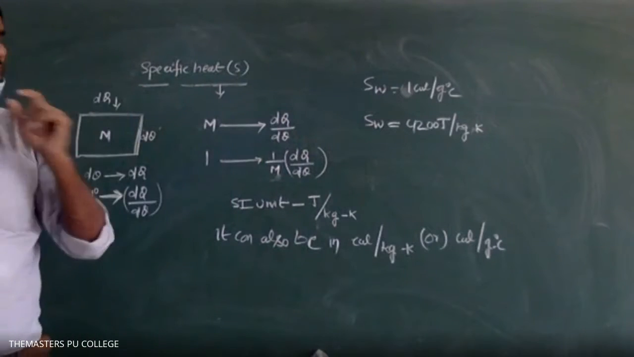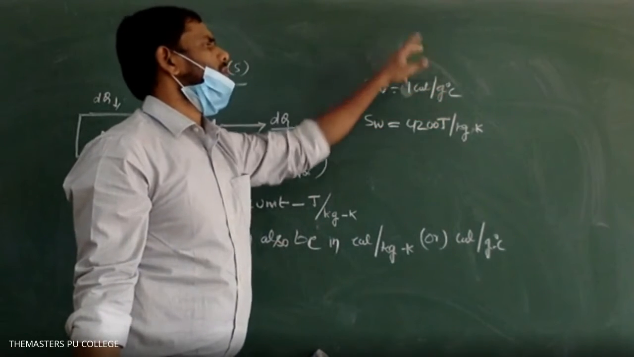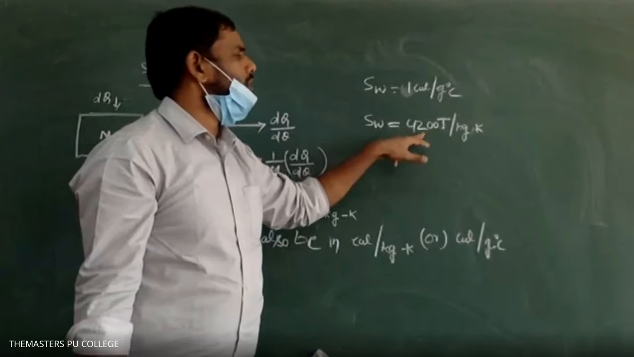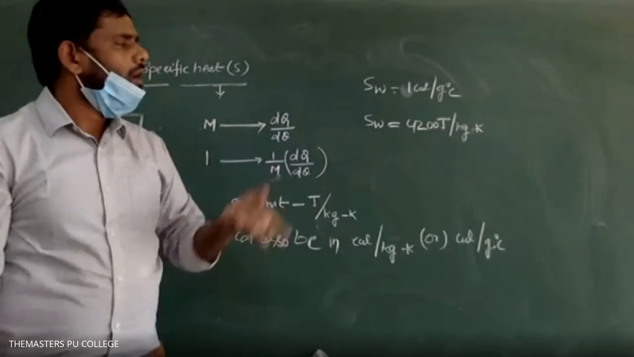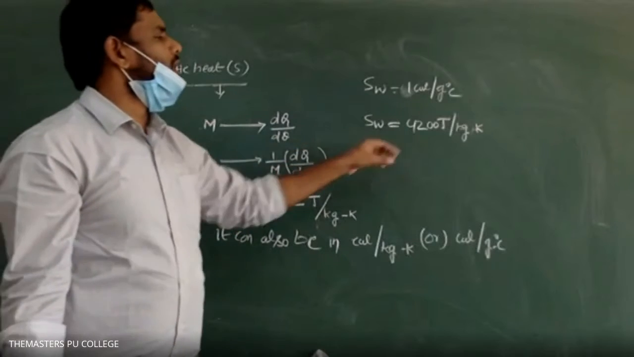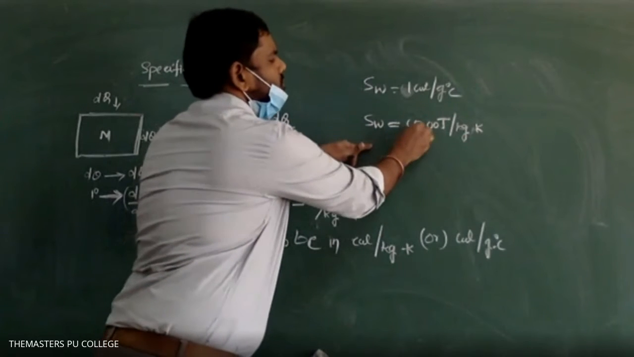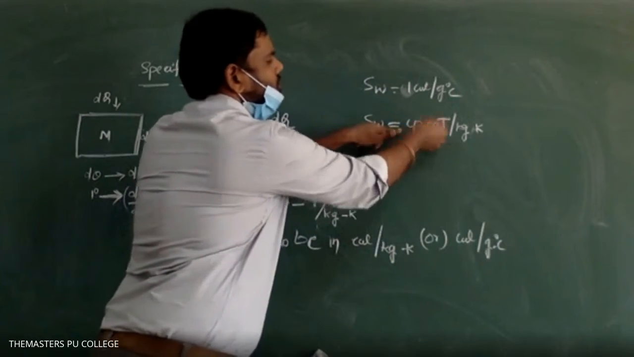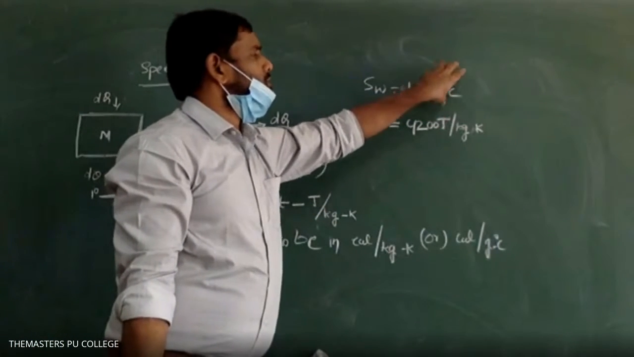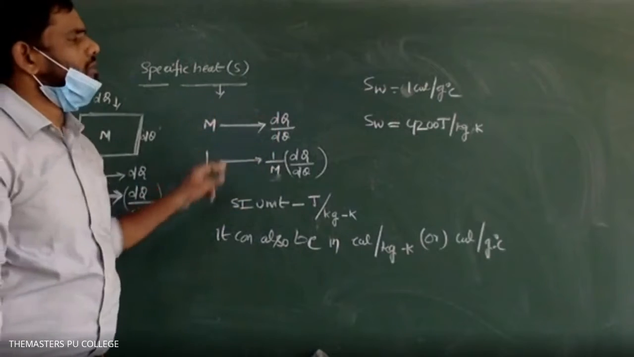What does it mean? 1 calorie of heat is required to raise 1 gram of water temperature by 1 degree centigrade or 1 degree Kelvin. In the same way, 4200 joules of energy is required to raise the temperature of 1 kg of water by 1 Kelvin. So if there is 1 kg of water, to raise its temperature by 1 Kelvin, we have to give it 4200 joules. Or if there is 1 gram of water, to raise its temperature by 1 degree, one has to supply a heat of 1 calorie. That is the meaning of specific heat.